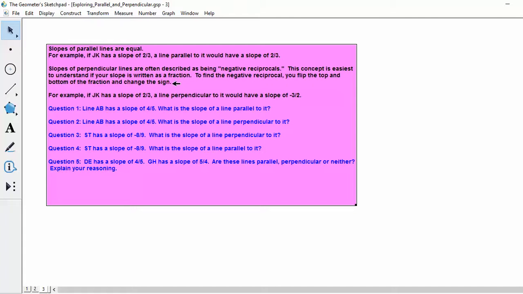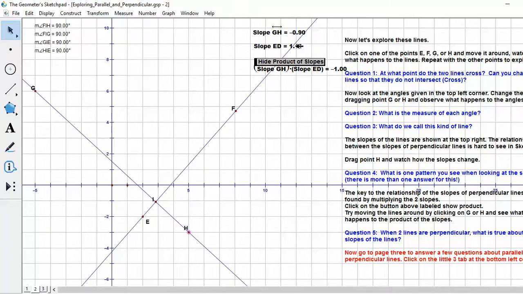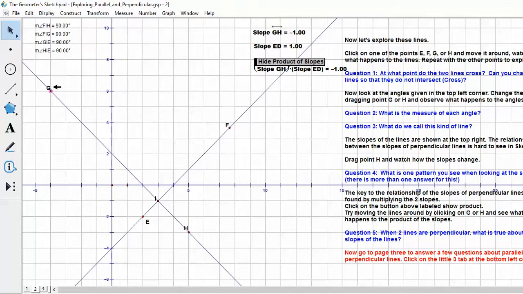Now on page 3, it says slopes of perpendicular lines are often described as being negative reciprocals, or sometimes opposite reciprocals. It's easiest to understand if your slope is written as a fraction. To find the negative reciprocal, you flip the top and bottom of the fraction and change the sign. These slopes actually are negative reciprocals. It's just hard to see that when they're written in this form. Let me see if I can change my slopes so that they'd be easier to see. There, -1 and 1. Those are opposite reciprocals, because if you flip -1 over 1, you would get -1 over 1, but then you also have to take the opposite sign.